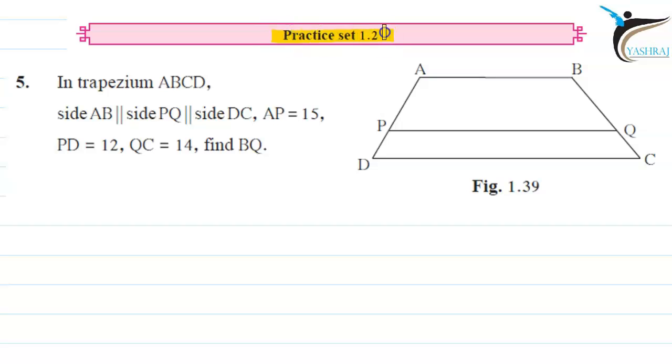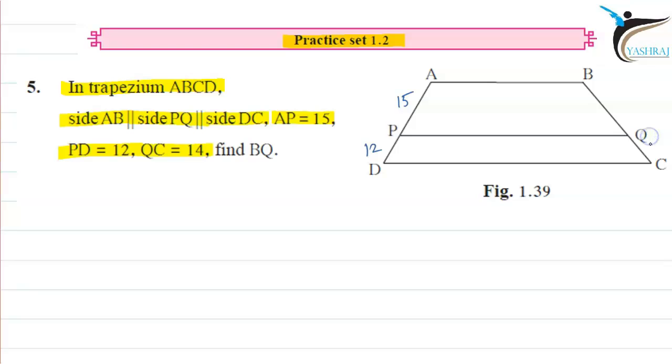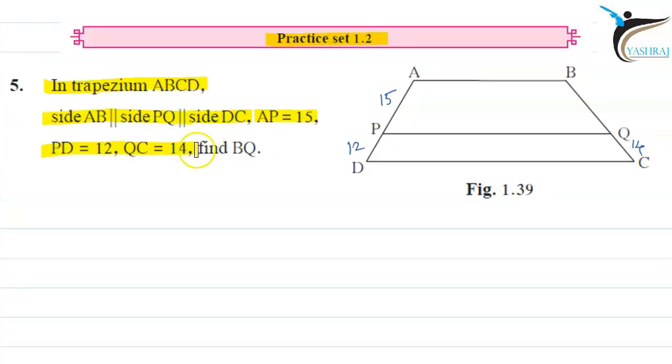Look at the fifth question within practice set 1.2. In a trapezium ABCD, once it is a trapezium, we have one pair of opposite sides parallel. Look at the figure, AB is parallel to CD. Side AB is parallel to side PQ, which is parallel to side DC. That means all three lines are parallel. We are given AP equals 15, PD equals 12, QC equals 14. And we have to find BQ, so I am putting a question mark over BQ.